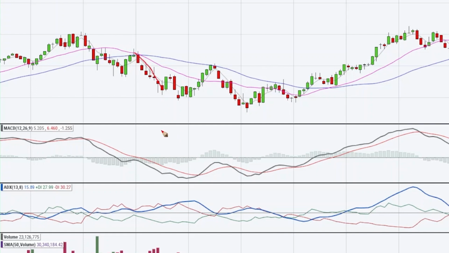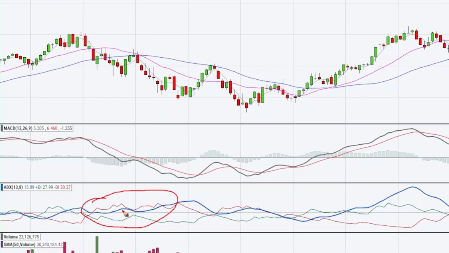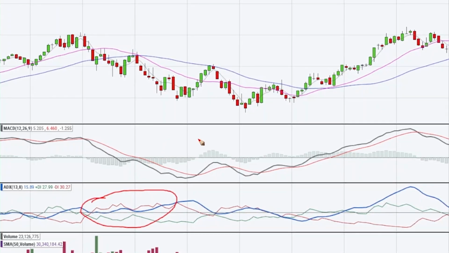Now, I do view this as a trading play. If I have momentum in my favor based on the ADX, then I might play for something bigger.